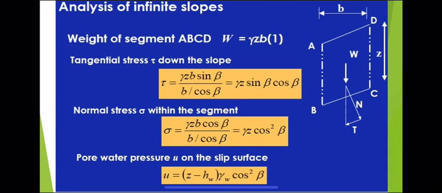Normal stress sigma within the segment is equal to normal force divided by area of BC, that is sigma equals gamma Z B cos beta divided by B by cos beta. When we evaluate, we get gamma Z cos square beta. Pore water pressure mu on the slip surface is equal to total height Z minus height of water table H_W, into unit weight of water gamma W, into cos square beta. Mu is equal to (Z minus H_W) gamma W cos square beta.